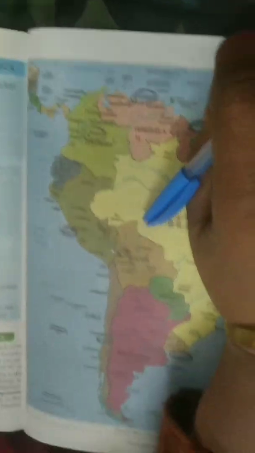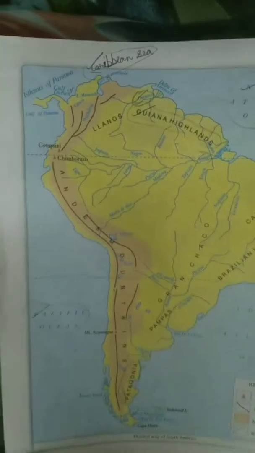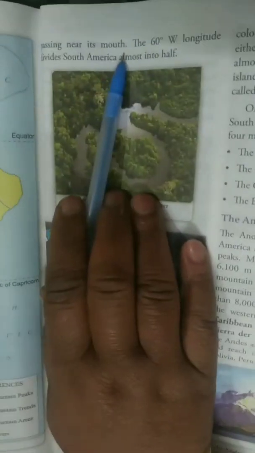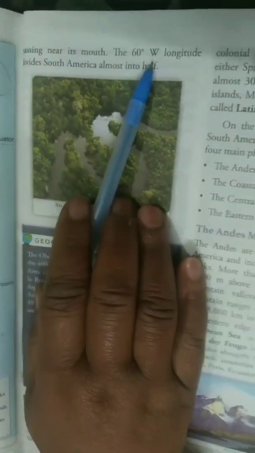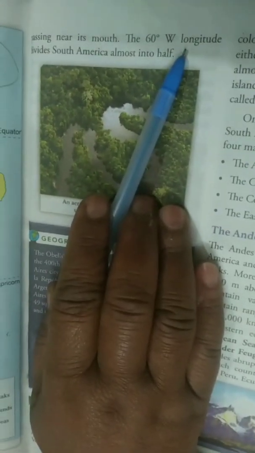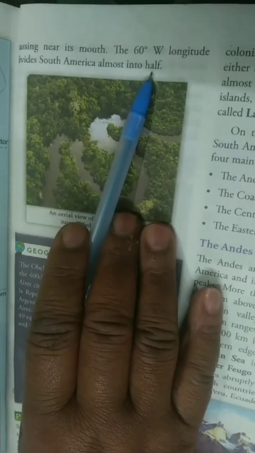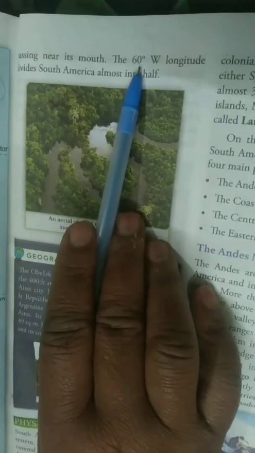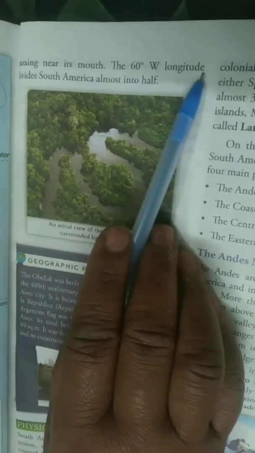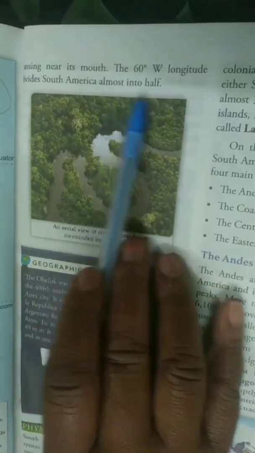Now, the river Amazon has the equator passing near its mouth. Now, let us see which is the longitude which divides South America into two equal halves. That is the 60 degree west longitude, which divides South America almost into half. Now let us see the geographic fact.